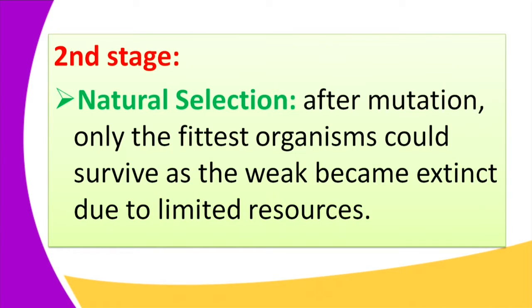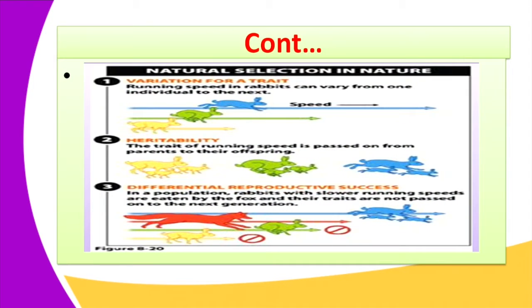This is the rule of nature, whereby nature favors only the organisms which are the fittest in that particular environment. And this comes after the mutation. So look at the illustration of natural selection. We have the variation of the trait as the changes in the environment.